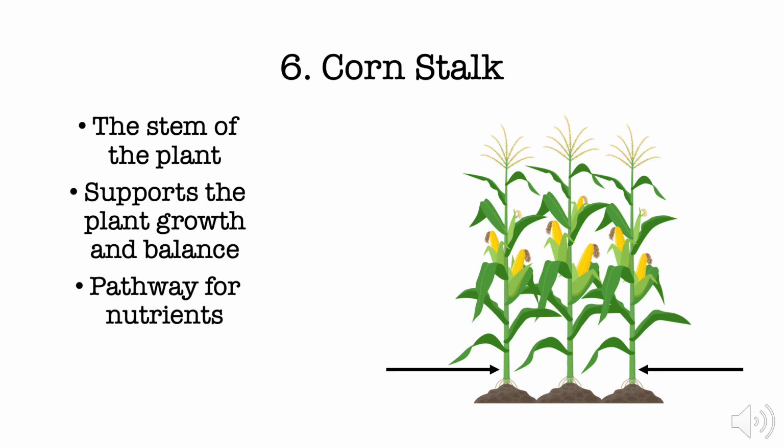What does the corn stalk do and where is it located? The corn stalk is located as the stem of the plant. This is where the roots grow from, the leaves grow from, and the corn itself grows from. The stem is a very important part of the plant because it is the largest pathway where the corn gets its food and water to grow.